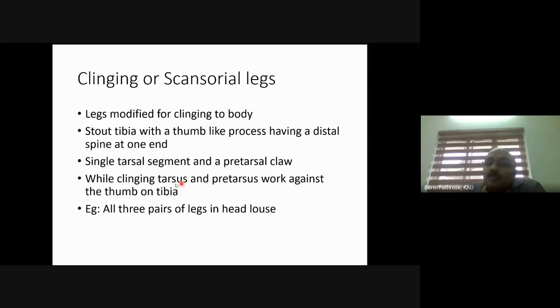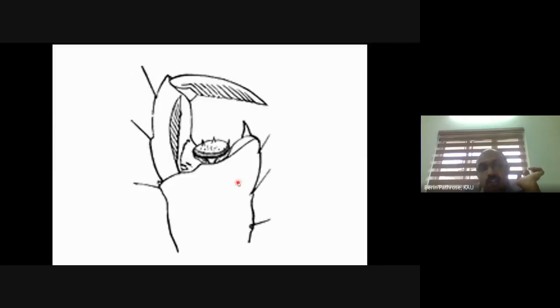The tarsal claw and the thumb-like process on the tibia will press against each other to cling on to the body. And all three pairs of legs in the head louse are modified into clinging or scansorial legs. So here the tibia has a thumb-like process with a spine, and the pretarsus has a claw. The tibia and the pretarsus press against each other to cling on to the body. So, all three pairs of legs.